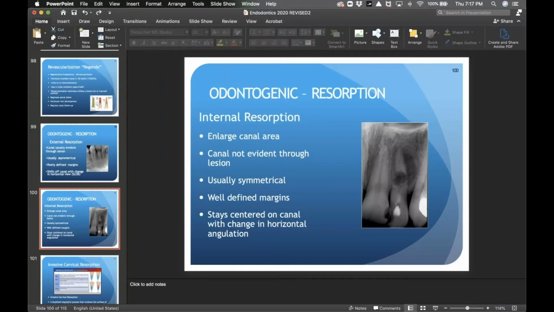What are your thoughts on gentle wave system for endo? I don't use that system, so I can't really speak to that, to be honest.